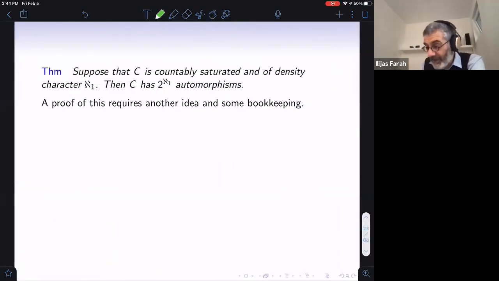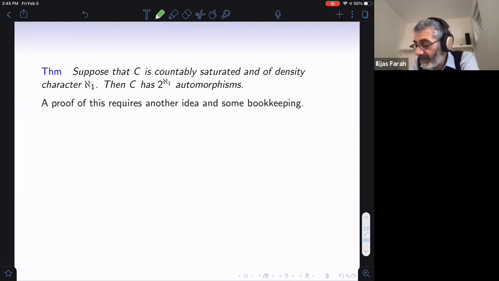So right, but I just wanted to finish basically to squeeze a little bit more mileage from all the work that we did. So here is something else. Suppose C is countably saturated of density character ℵ1, then it has 2^ℵ1 automorphisms. In particular, it must have outer automorphisms because its unitary group has density character ℵ1. So you cannot handle that many automorphisms by a small set of unitaries.